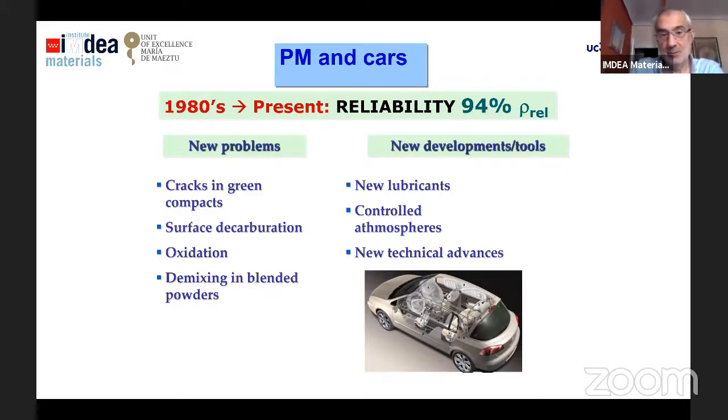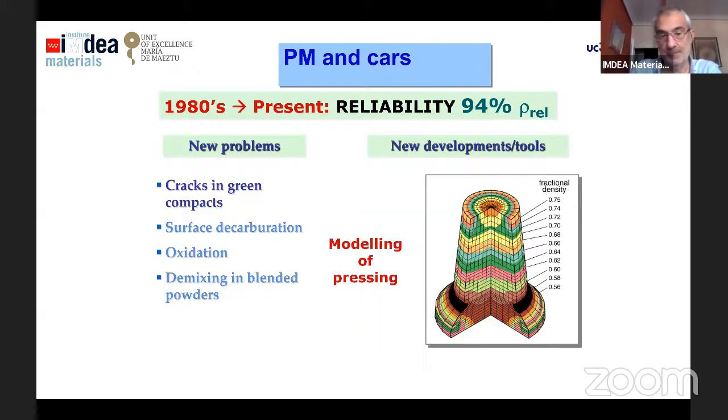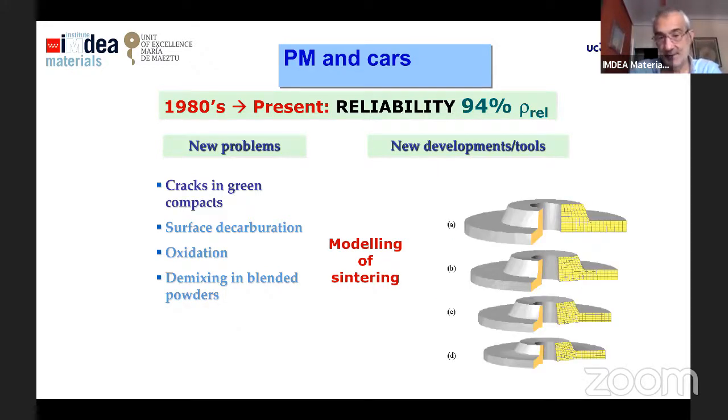From the 80s to now, we have increased the reliability of those parts a lot. We can reach 94, 95% of the theoretical density. A lot of new problems appeared, like cracks in green compacts, surface decarburization, and oxidation, but we have a lot of new tools to address these problems: new lubricants, controlled atmospheres, new technical advances, and so on. Even the introduction, in the late part of the last century, of modeling, both in pressing and in sintering. Modeling can predict a lot of defects and can help us, the designers, to optimize the process.